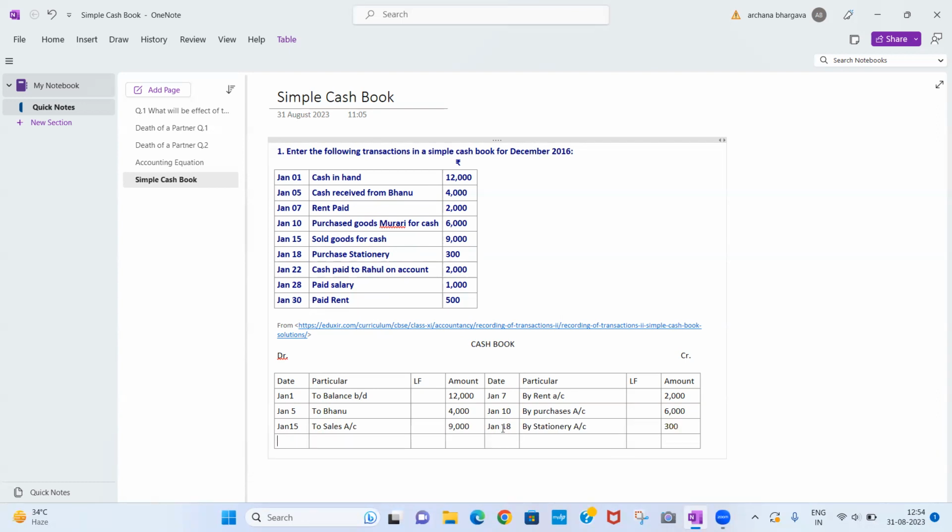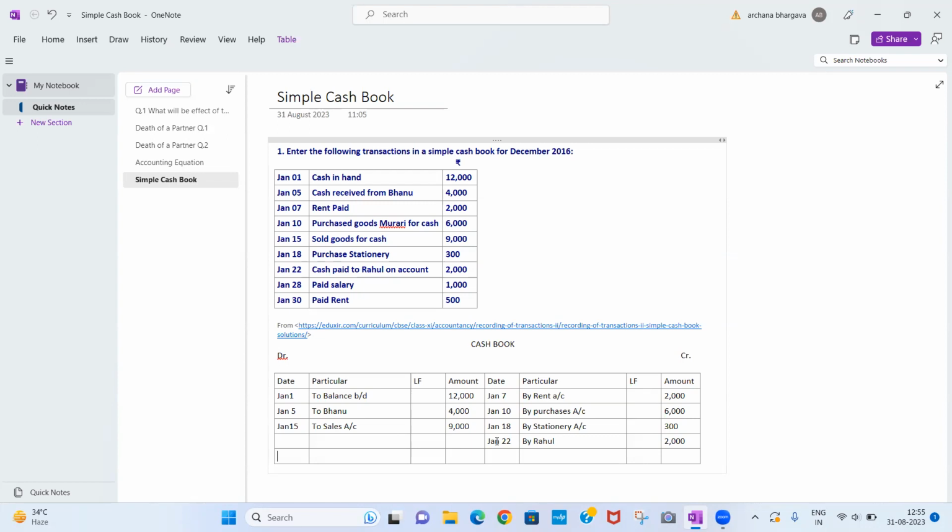Now the next transaction, again cash paid to Rahul on account. It means some amount is paid to Rahul on January 22 and again the cash is moving out. How much cash is paid to Rahul? That is 2,000 rupees. So it will be recorded on which side? The credit side of the cash book because cash is going out.